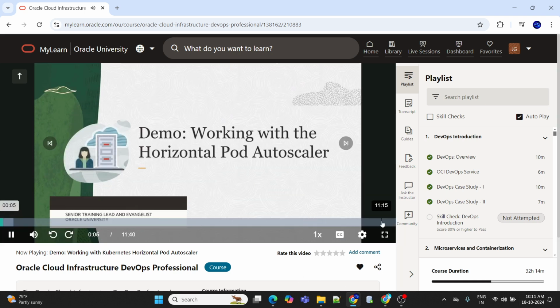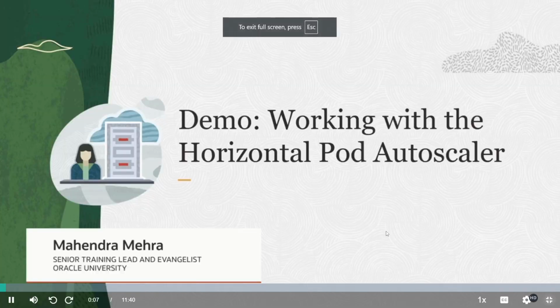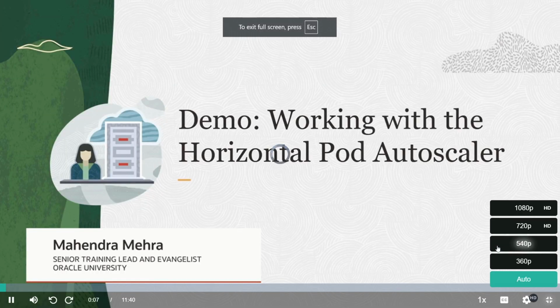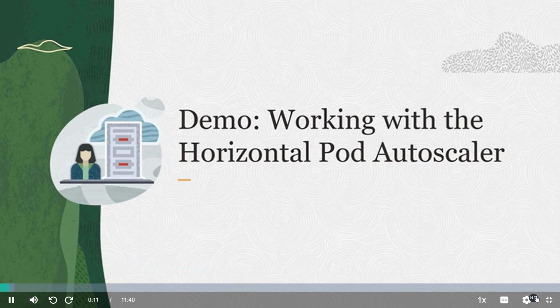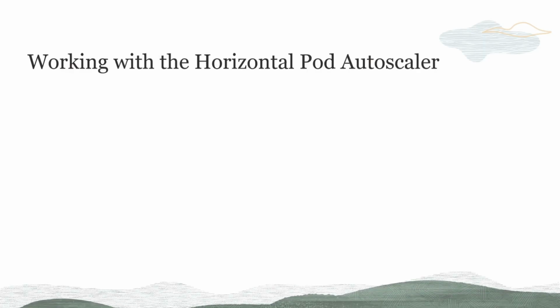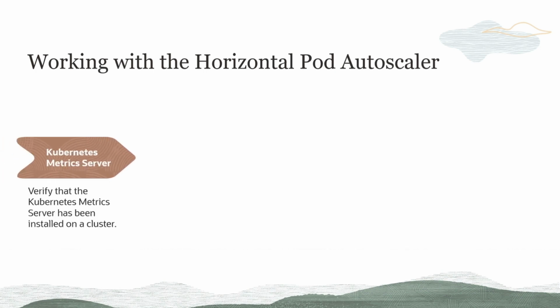Hello and welcome to this demonstration on working with the horizontal pod autoscaler, a powerful tool that enables automatic scaling of the number of pods in response to different workloads. Let's get started. There are different steps in which we'll be performing this demonstration. For the horizontal pod autoscaler to work, we need to install Kubernetes metrics server. The first step would be to verify that the Kubernetes metrics server has been installed on the cluster or not.